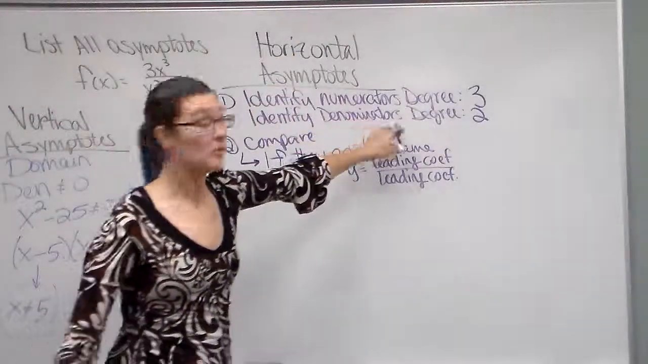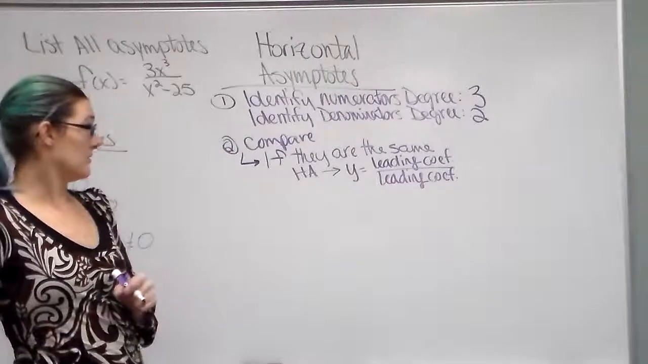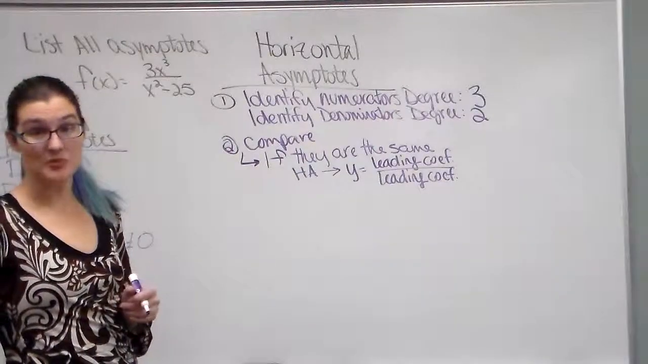Now we have 3 and 2. They are not the same. So, first one's not, it's a null point for us.